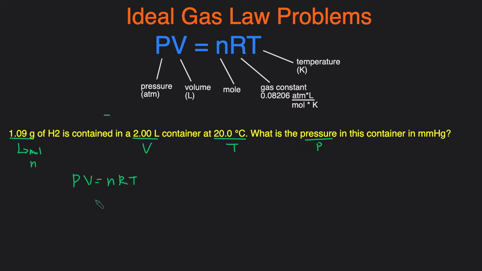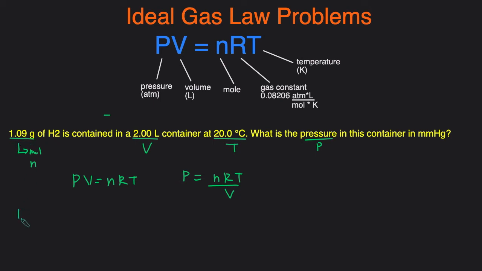Here we're solving for P, so we're going to isolate P. So P will equal nRT divided by V. I just divided both sides by volume. Then it's a matter of just plugging in the numbers and making sure they're in the correct units. n is the number of moles.